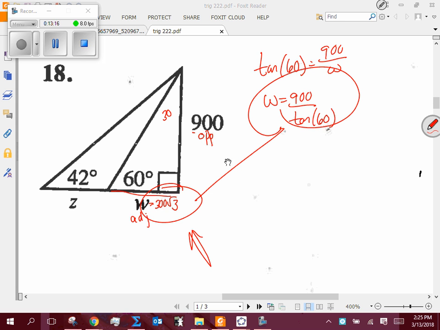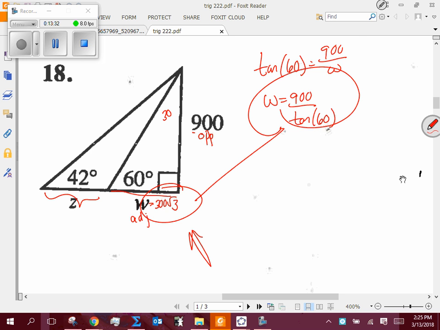Whenever they tell you, leave your answer in simplest radical form, they're providing the fact that you're probably going to want to use the Pythagorean theorem or special right triangles, which are really the same thing. Okay. Now I've got to find z.